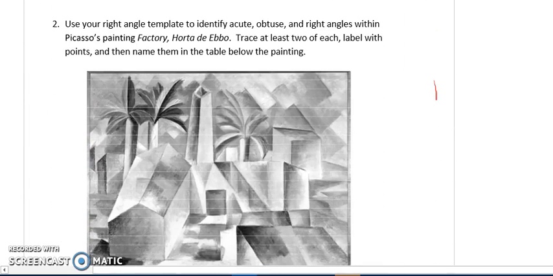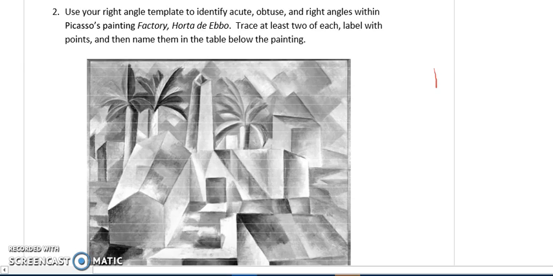Now it says, look at the artwork in this image below. It's a Pablo Picasso, and he really liked to use geometric shapes in some of his art. And we're trying to find angles that are less than 90, greater than 90, and exactly 90. And so we're going to find those in this. We're supposed to find at least 2 of each and label them with points.